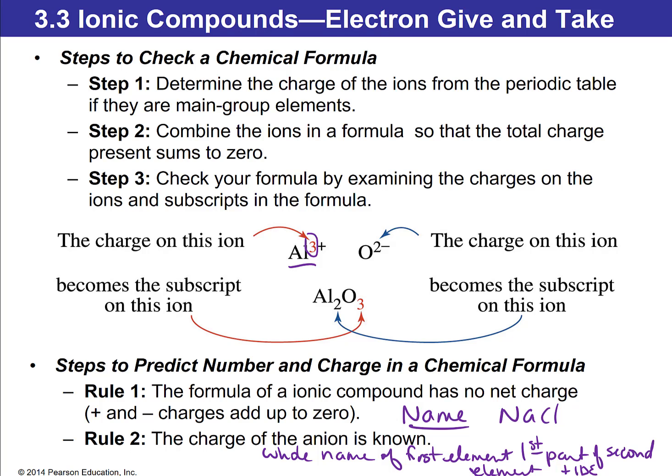So what is Al2O3? Yeah. Use the whole name of the first element. It's aluminum. For oxygen, you just use ox. So you add ox and then IDE at the end. So this is aluminum oxide. Whole name of the metal, first part of the nonmetal plus IDE.